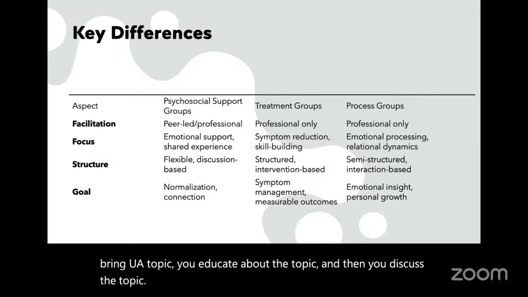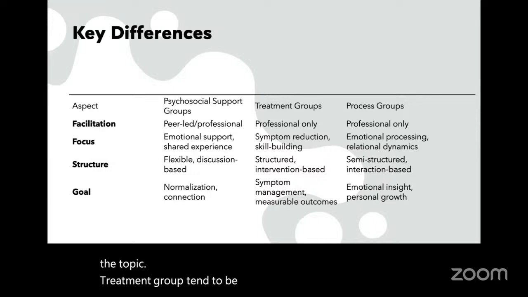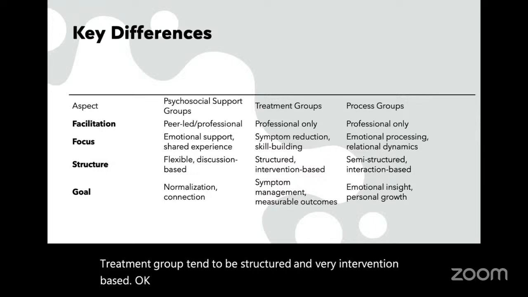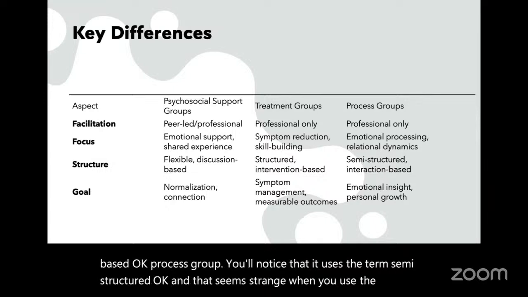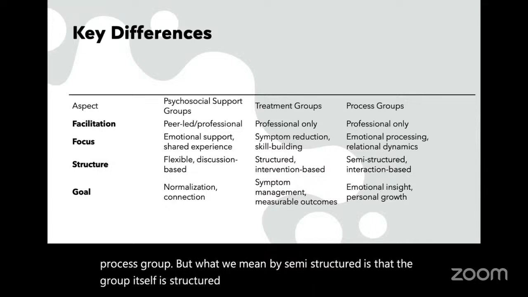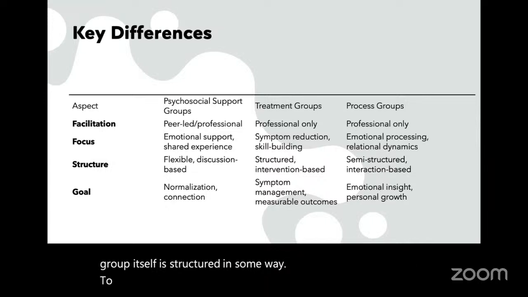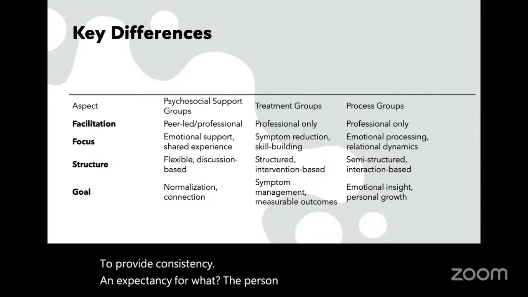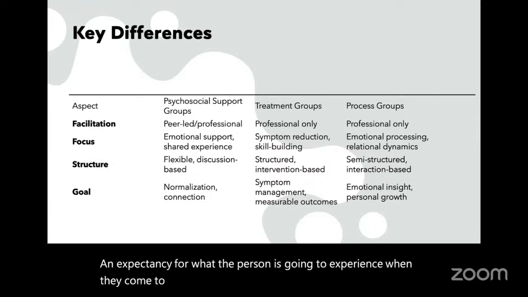Treatment groups tend to be structured and very intervention based. Process groups, you'll notice that it uses the term semi-structured. And that seems strange when you use the word process group. But what we mean by semi-structured is that the group itself is structured in some way to provide consistency and expectancy for what the person is going to experience when they come to that process group.